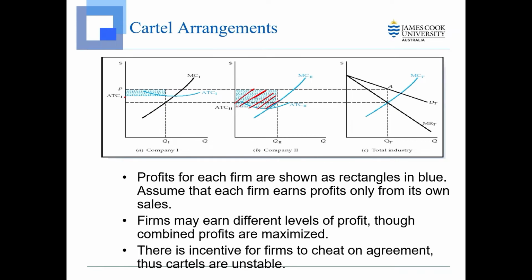If I'm firm 1, I observe I'm making a profit, but I observe firm 2 is making an even bigger profit. So there's always an incentive for me to cheat on the agreement. I agreed to produce Q1 units, but I might think I'll produce slightly more than that to get more profit. So there's an incentive for firms to cheat on the agreement. Thus, cartels are, in this sense, not stable.